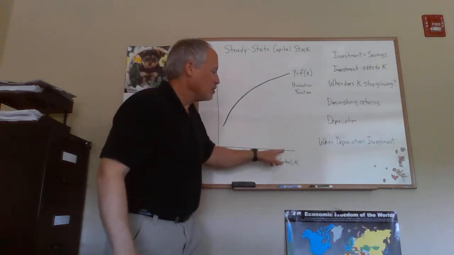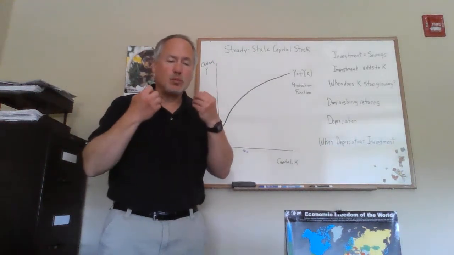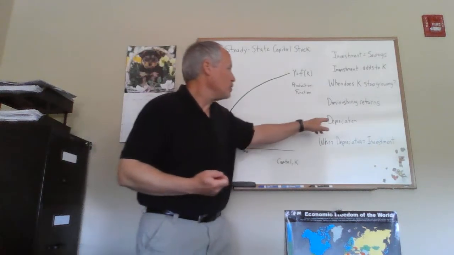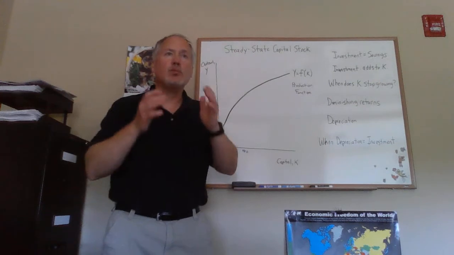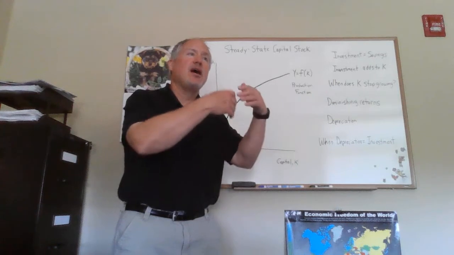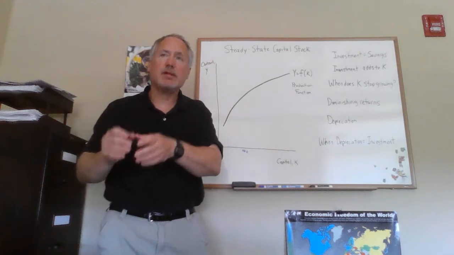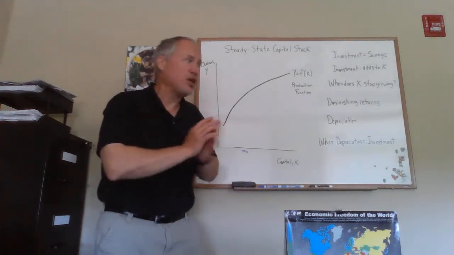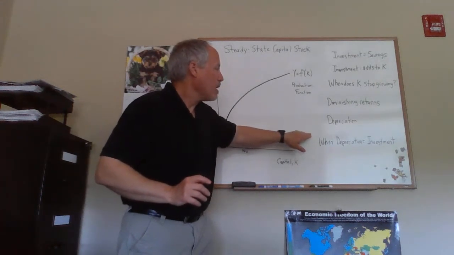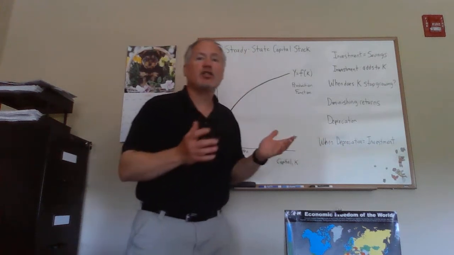What this means is that with a larger capital stock, the amount of depreciation, the amount of capital that's wearing out or being used up every period, is increasing. So depreciation is increasing. We have to invest more and more simply to replace the machines and capital that are wearing out every period. A larger capital stock requires more investment simply to offset depreciation. So when does the capital stock stop growing? Well, it'll stop growing when the capital stock gets big enough that depreciation is just equal to investment.